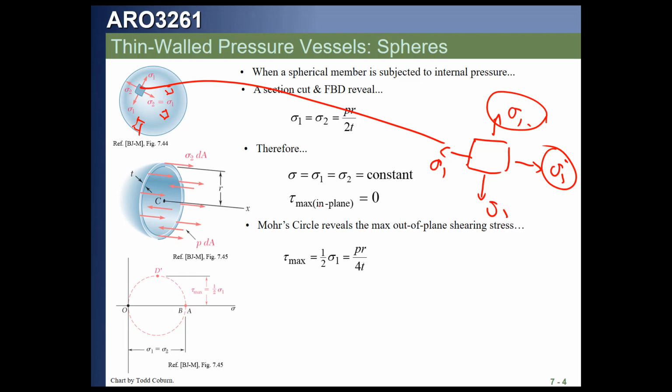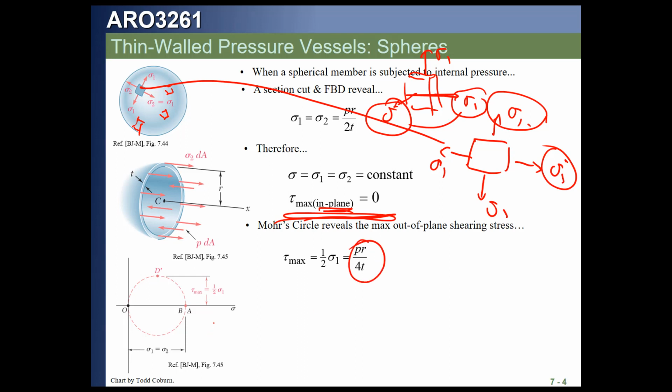If we actually look at the element, it has a little thickness, and even though this stress is sigma 1 and this stress is sigma 1, this stress over here is 0. That means if we take the difference between these two stresses over 2, we find out there is a max shear stress, and it's actually sigma 1 over 2. And because it's sigma 1 over 2, that means it's PR over 2T over 2, which is 1/4 PR over T. And our Mohr's circle then looks like this, which you should be becoming very familiar with drawing by now.